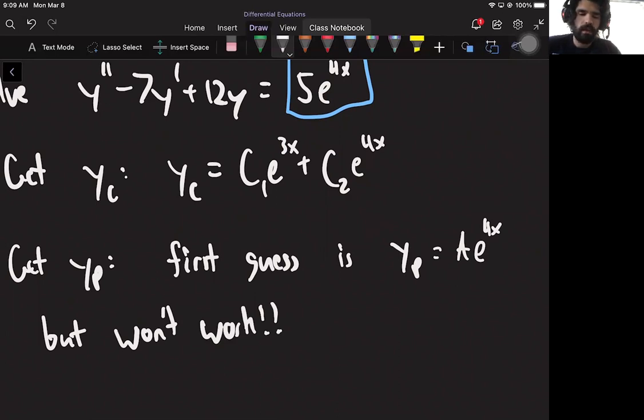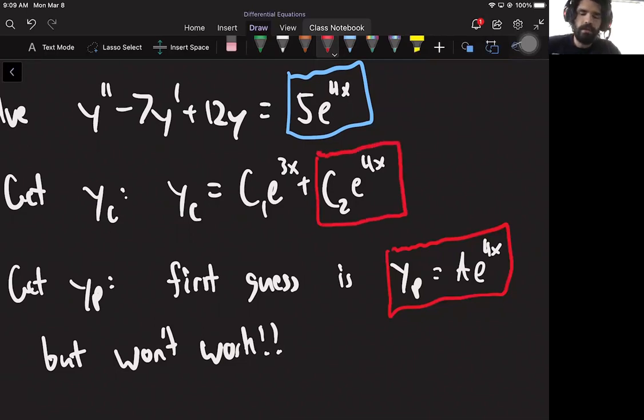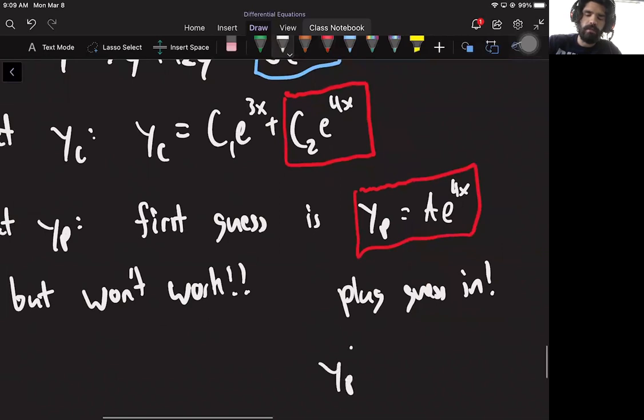And why not? Well, all we have to do is notice that our first guess is actually already included in the complementary solution. So if I do this business of okay, here's my guess, and then I plug it in, and I check, and match the coefficients again.